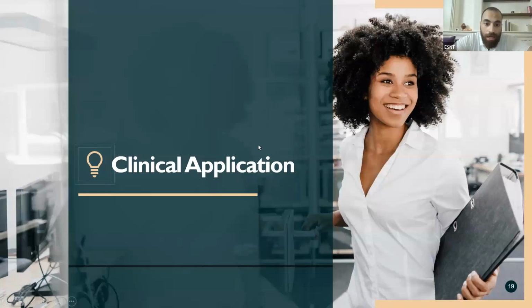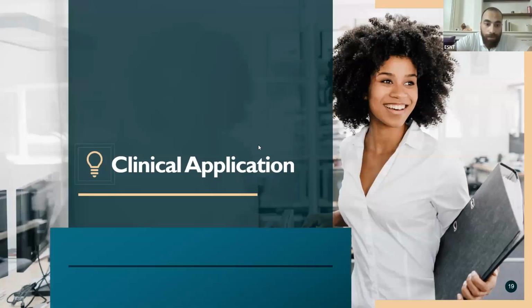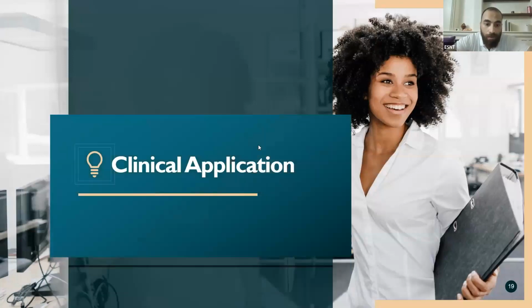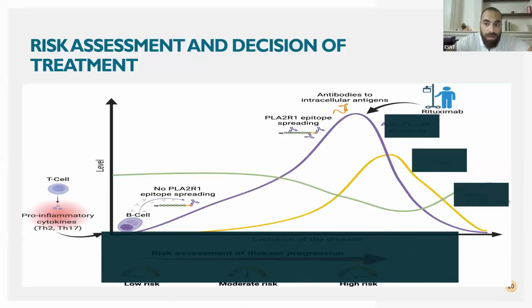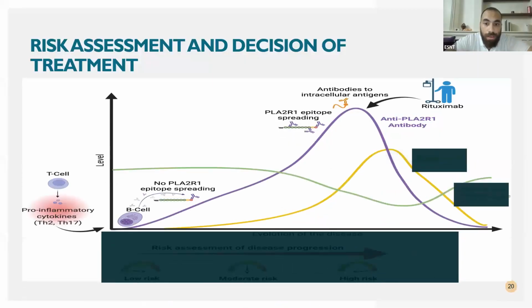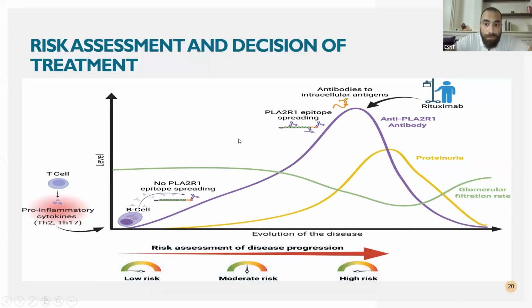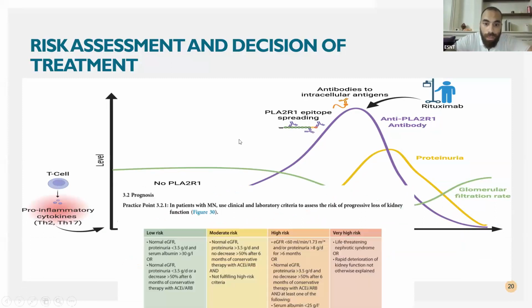Again, we have another clinical application of these antibodies in risk assessment and treatment. As we see here, progression of primary membranous depends on three main parameters. Number one, level of antibody in the serum. Number two, proteinuria, and glomerular filtration rate. According to these three main parameters, we can divide our disease into three main categories: low risk, moderate risk and high risk. And this is from the last KDIGO guidelines.